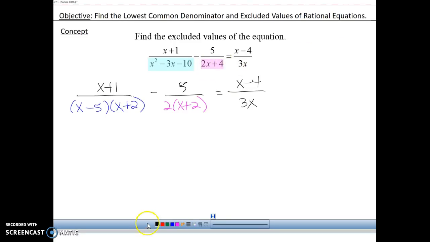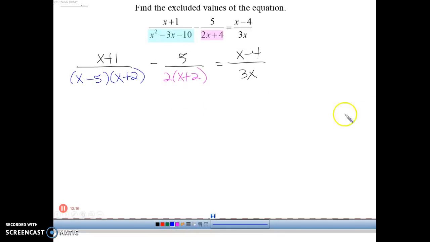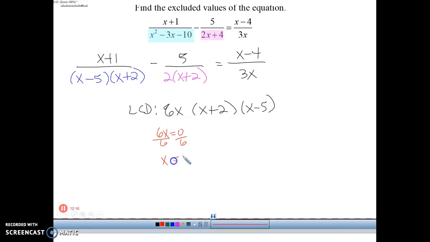So for the excluded values, you're looking for when x would equal 0. So you're really checking the answer to the LCD, because the LCD has the values with the x's. The LCD that we had before was 6x, x plus 2, x minus 5. So the easiest place to look is in the LCD, because those have all the x's, and you're going to see when each would equal 0. So in my first example here, my 6x equals 0. If you divide by 6, it is still 0.